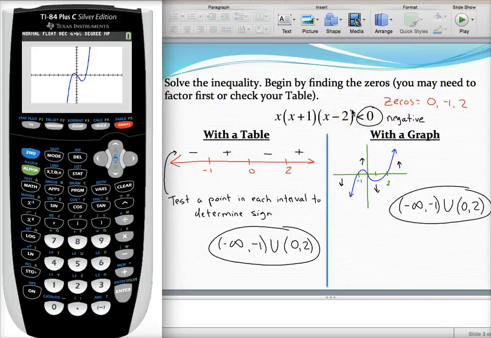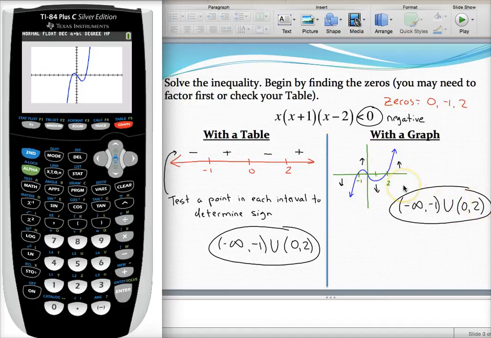The problem asked me to find out when my graph was less than 0. And so the intervals would be where the graph is downwards. So from -infinity to -1 is one of my intervals. Notice I included parentheses because I didn't want to be equal to 0. At -1, the graph is 0. So I have parentheses because I don't want to be equal to it. In addition to that, that's what the U is for, union. Between 0 and 2, the graph was also below the x-axis.